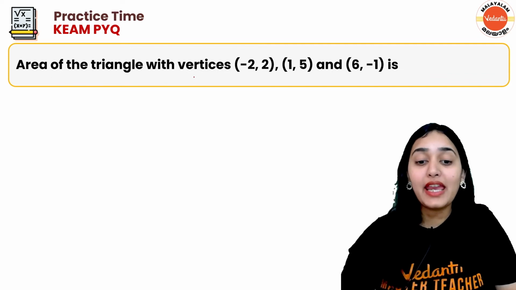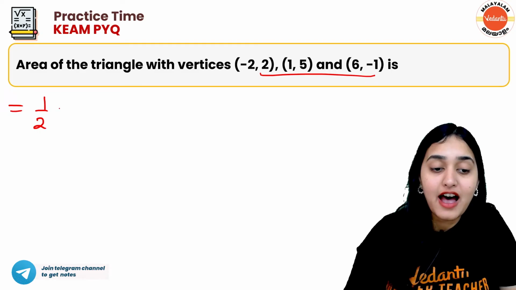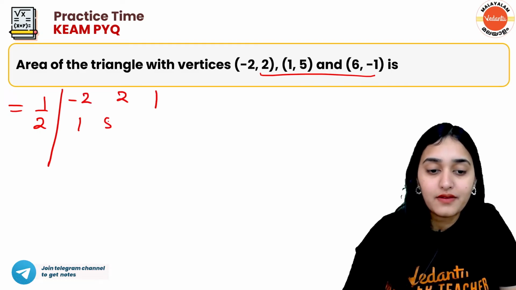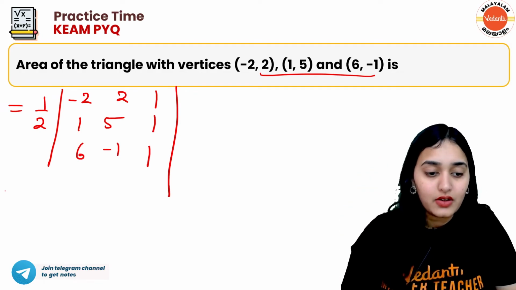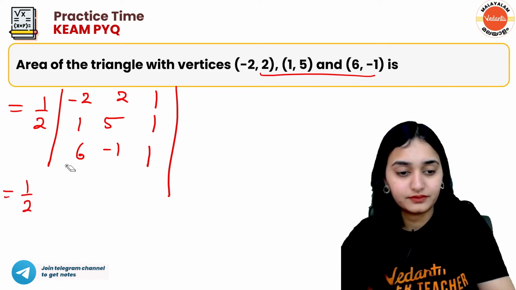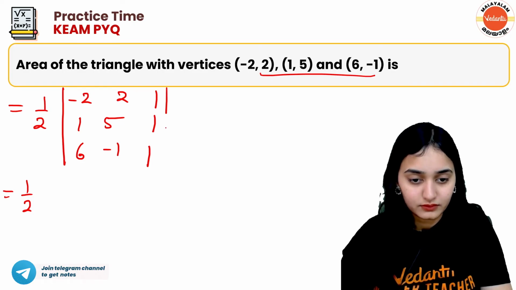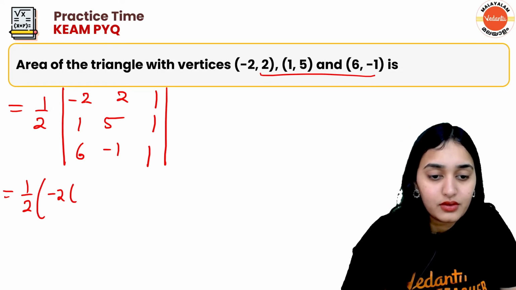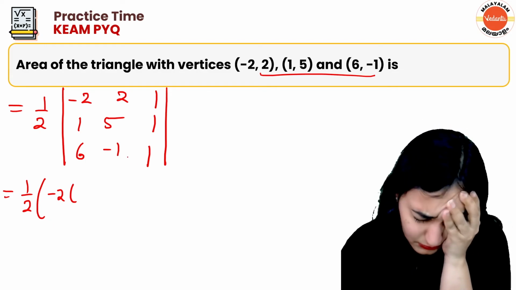Next, what will be the area of the triangle with the vertices given? Formula: area of triangle is half of the determinant of minus 2, 2, 1; 1, 5, 1; 6, minus 1, 1. Just put 1, 1, 1 in the last column. So you have half of minus 2 into 5 ones are 5 and minus 1, 1.